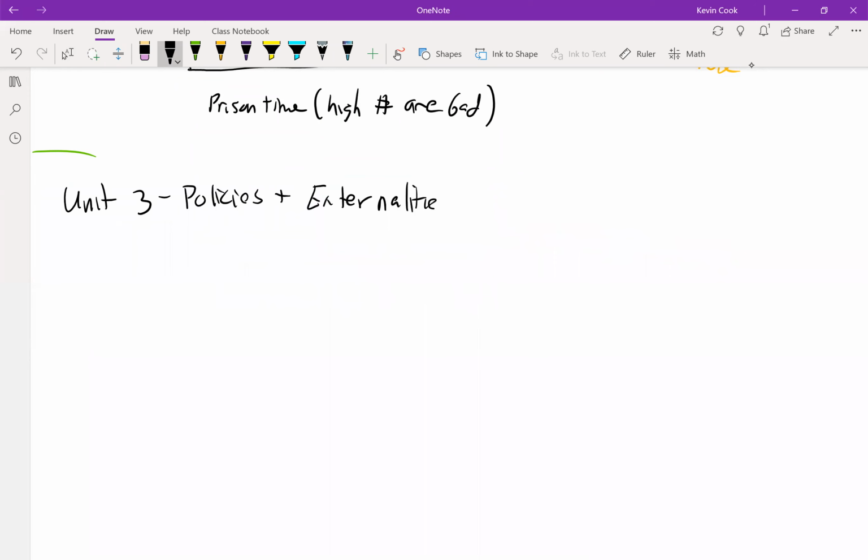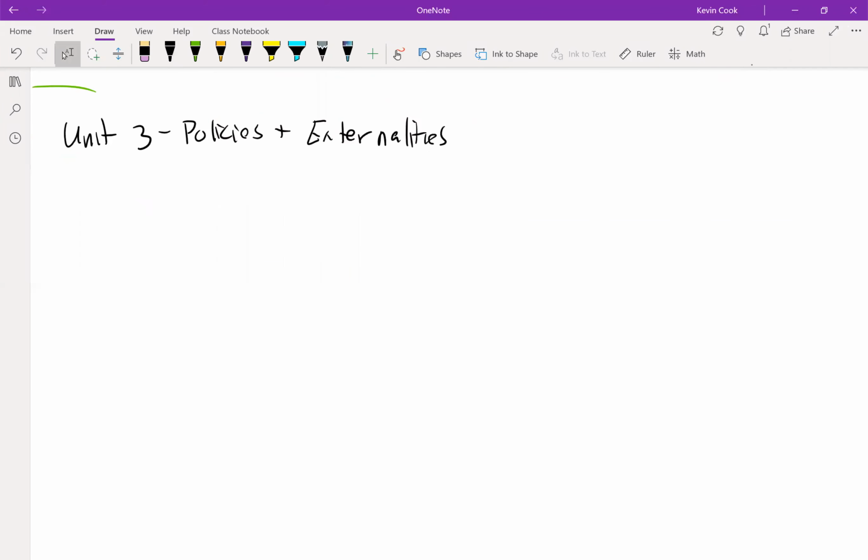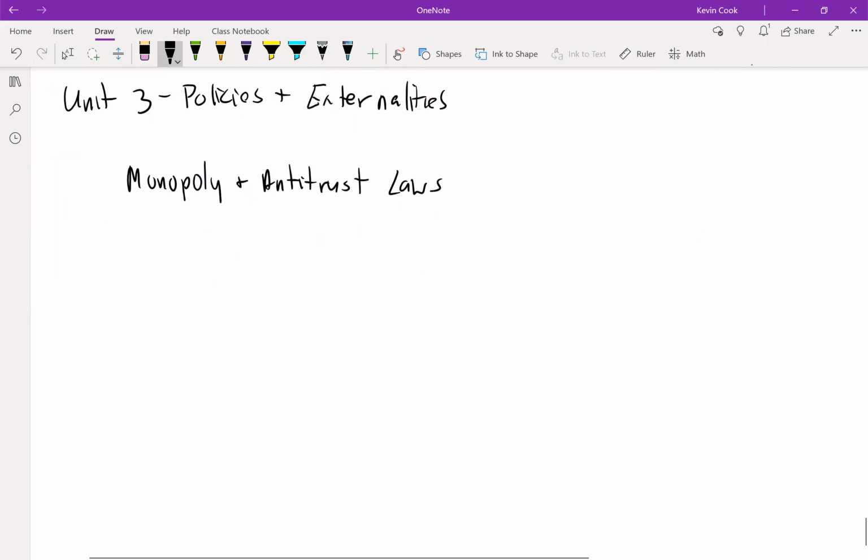So Unit 3 is kind of getting out of, there's still theory in this unit, but it's kind of getting out of the theory and looking more into policy. So the first little bit we got into with this, we had, let's see, what we called it, monopoly and antitrust laws. This is the first chapter of this unit. And this part we looked at.